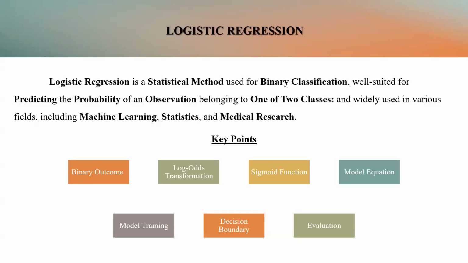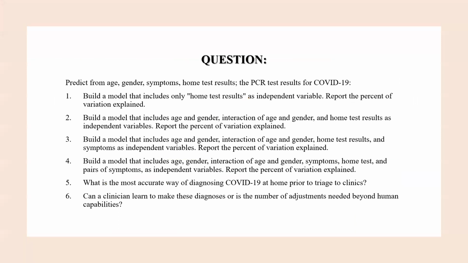So what is logistic regression? It is a statistical method used for binary classification, which means it is well suited for predicting the probability of an observation belonging to one of two classes, and is widely used in various fields, including machine learning, statistics, and medical research. In our case, we will be dealing with two datasets to predict, analyze, and model whether the PCR test results of COVID-19 are positive or negative using the variables of age, gender, symptoms, and at-home test results for COVID-19.